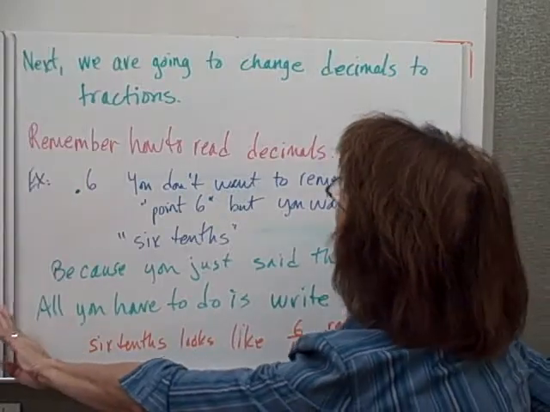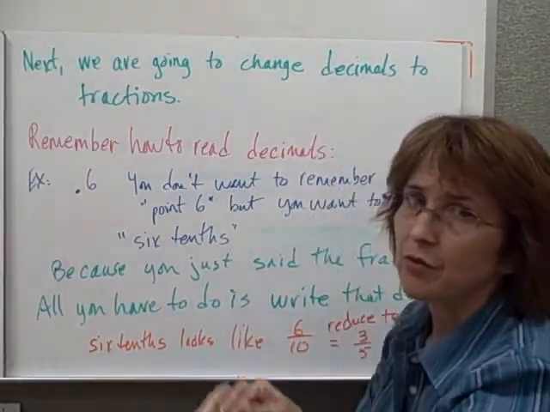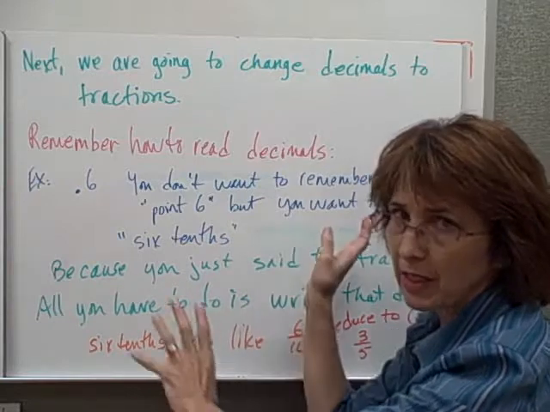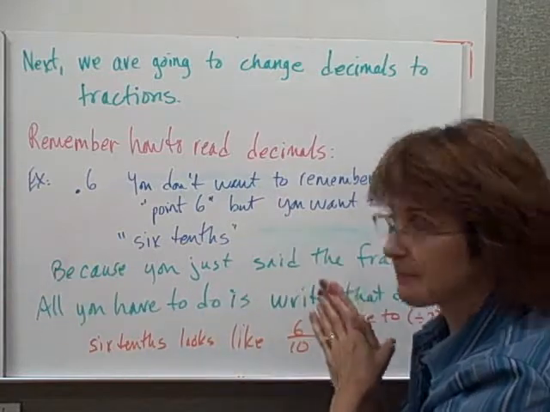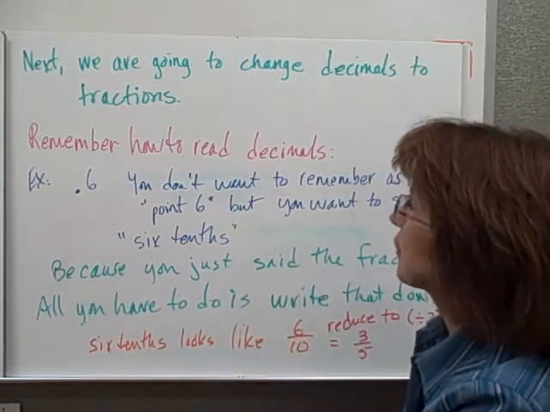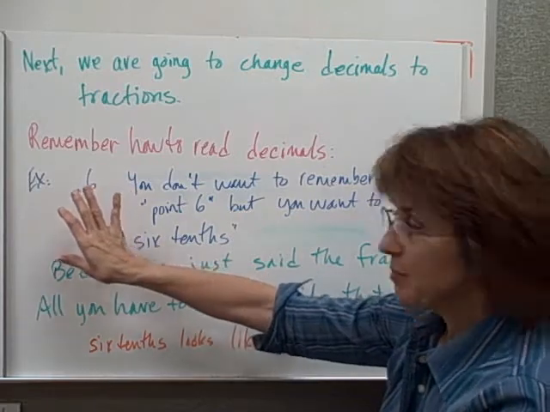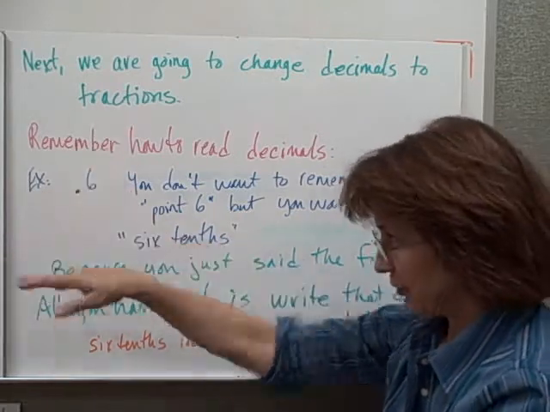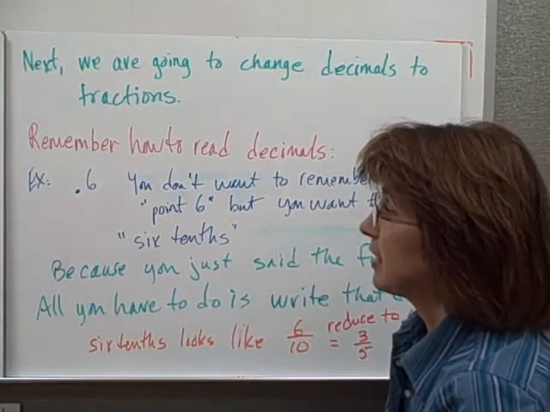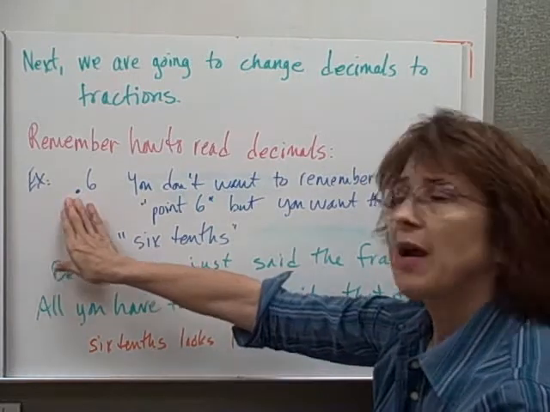Now, next we're going to change decimals to fractions. So we've learned how to take fractions to decimals, top dog goes in the house, and then it's either going to repeat or it's going to end. Now we're going to take decimals to fractions. Well, it's very simple, easier than even changing fractions to decimals, if you just remember how to read it.